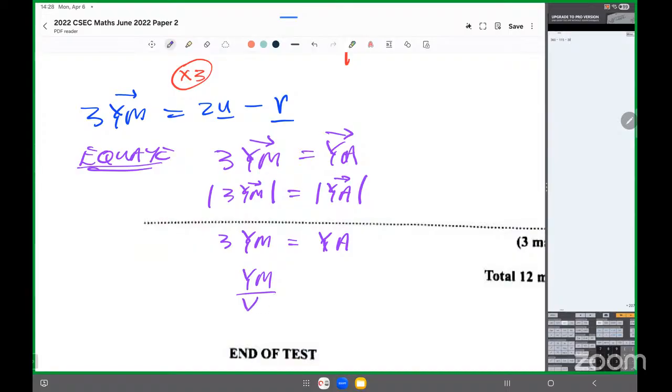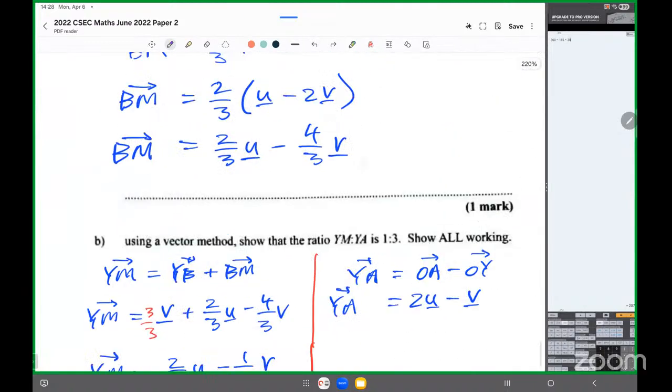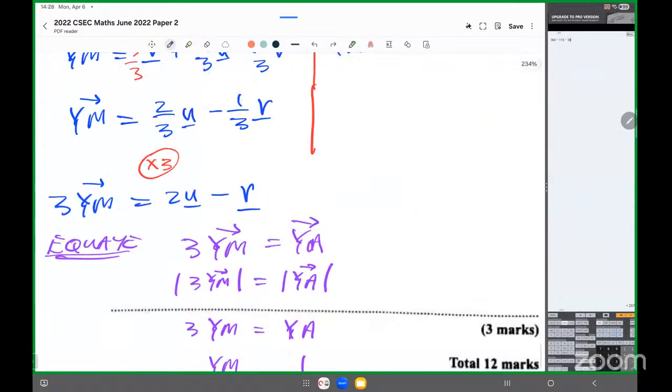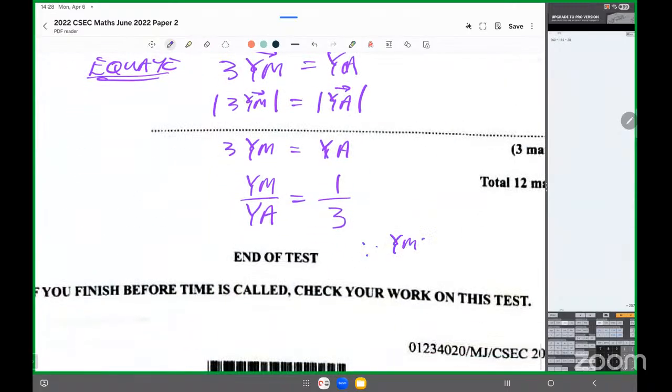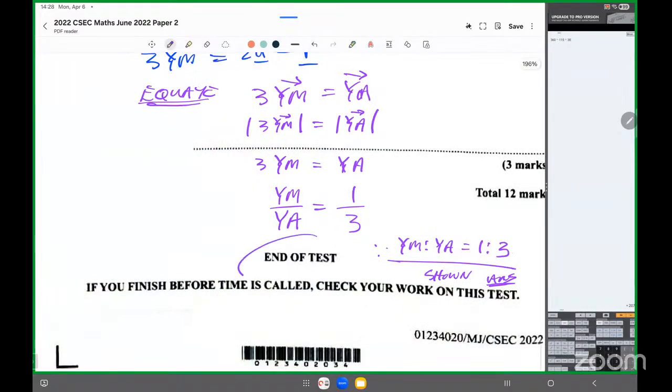YM over YA equals 1 over 3. So divide the YA under here, divide the 3 under here. That's how you set up the ratio that they want, this ratio, YM to YA. Therefore, YM to YA is 1 to 3. That is your show. That's the answer. You have shown it. End of this test. And that is that.